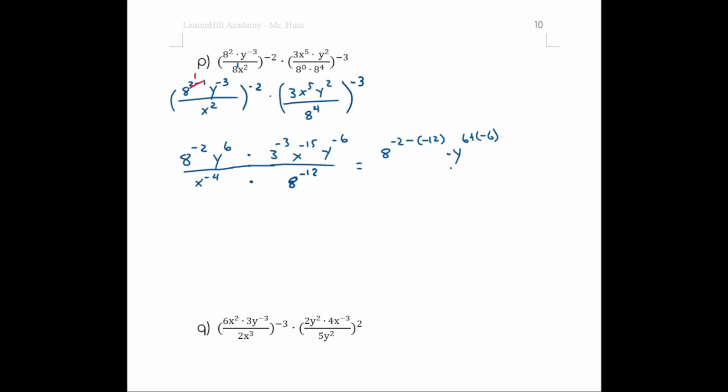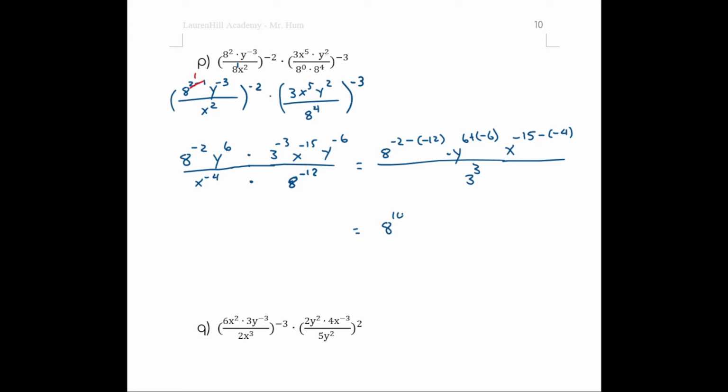6 plus minus 6. Here we have 3 to the minus 3. We have a negative exponent. I don't want that negative exponent, so I'm going to flip it on to the bottom here. Okay? So 3 to the positive 3 now. And here we have x to the minus 15. And we also have x to the minus 4 in the denominator. So we're going to subtract that minus 4. Okay? And so that gives me 8 to the minus 2 minus minus 12. So minus 2 plus 12.